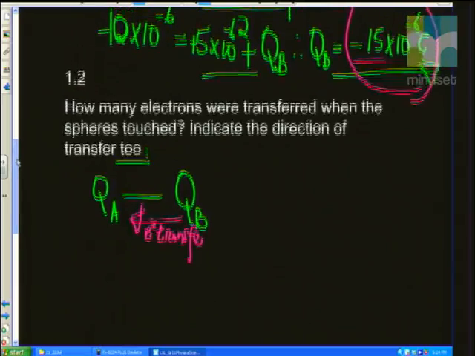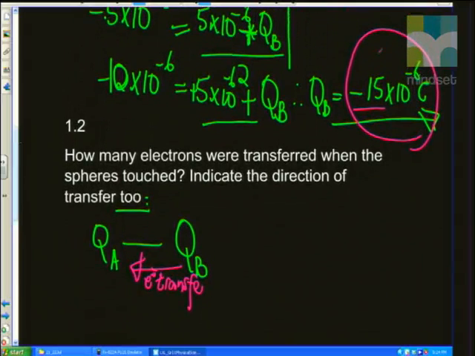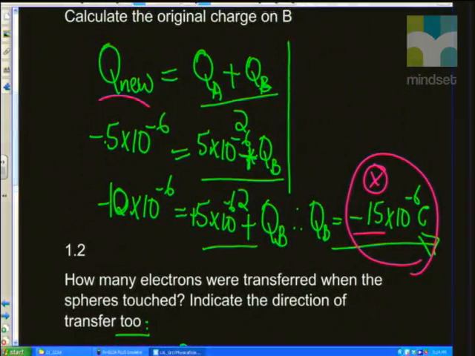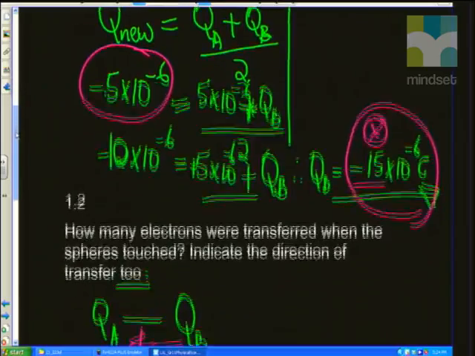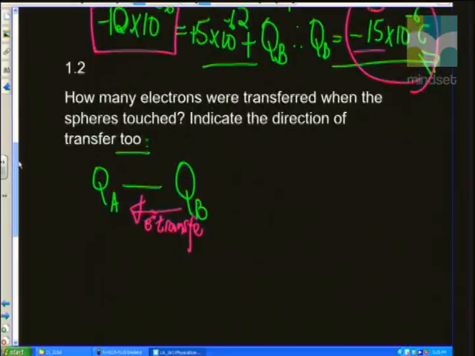Okay, now calculating how many electrons have been transferred, we need to check if this was the original charge on B, and finally the charge on each of the two spheres is minus 5 by 10 to the power minus 6. How much has been transferred from there? After B comes into contact with A, we have about minus 10 by 10 to the power minus 6 coulombs of charge there. Now, how many electrons are there? Let's look at the difference here.